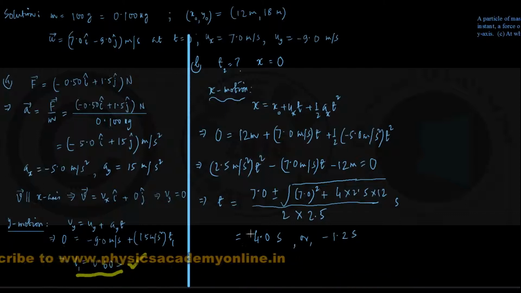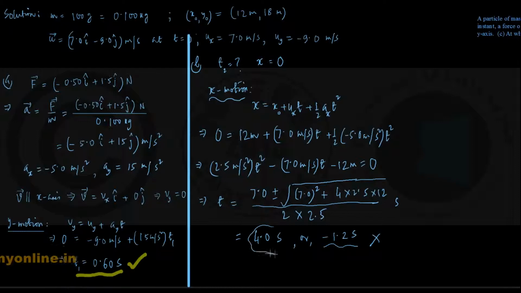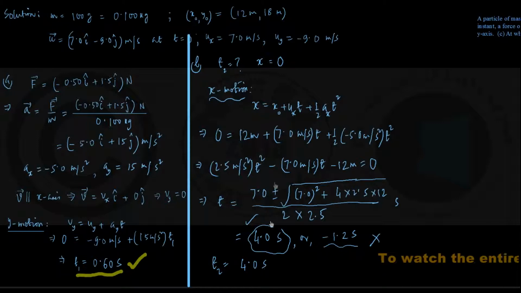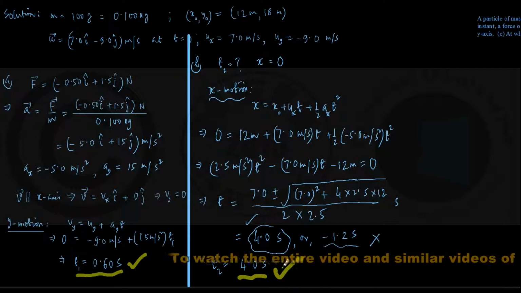Obviously, out of these two roots, we shall not take the negative value of time and take up this positive value. So my conclusion is that the time t2 at which the particle crosses the y-axis, that time is 4.0 seconds. The answer of the part B of this question.